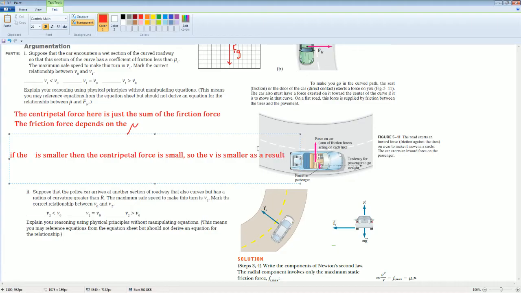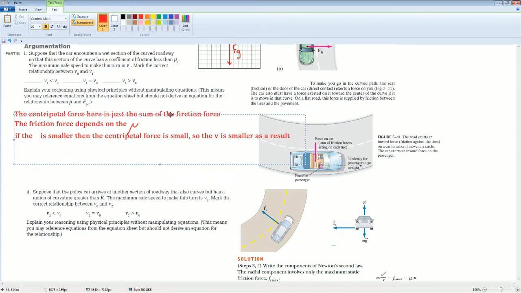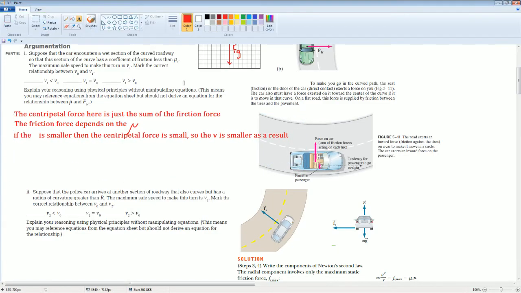Result. There you go. So let me just write that mu symbol. There you go. Good. So if the mu is smaller right here, it is less than. Okay, so it is going to be this one. All right. The new velocity is less than the original.